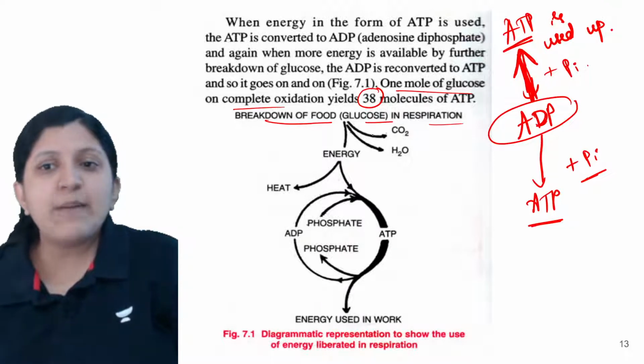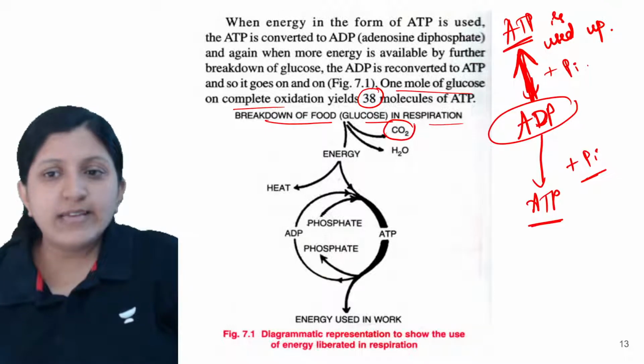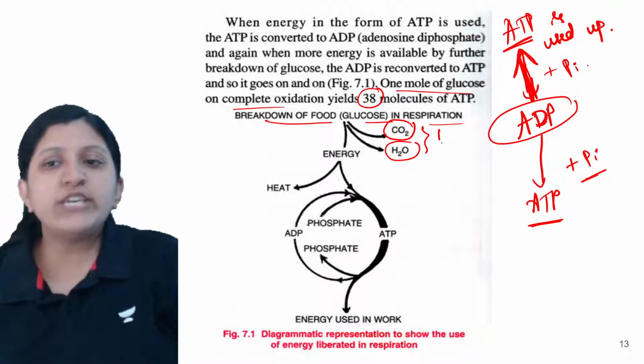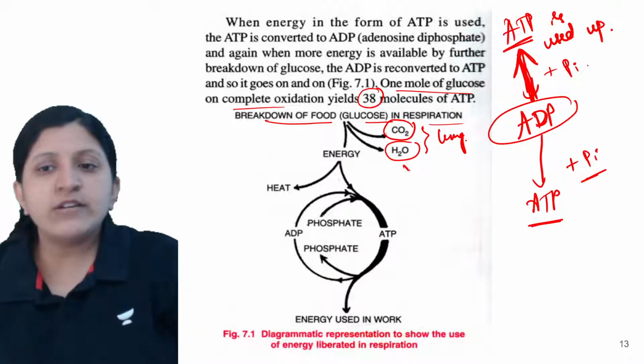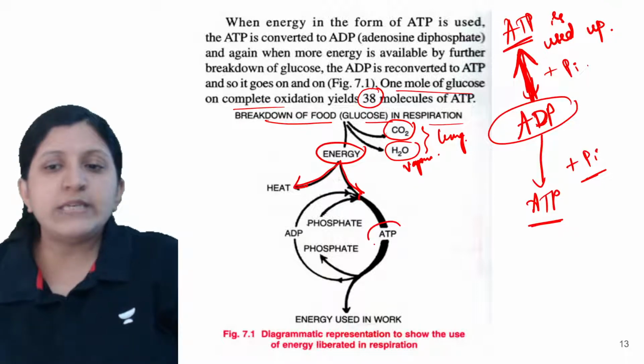So what exactly happens? In the oxidation of glucose, you can see carbon dioxide and water are released, which can be lost through the lungs. Water in the form of vapor can go out. Energy is generated, so some heat energy is retained. The other energy is basically converted into ATP there.